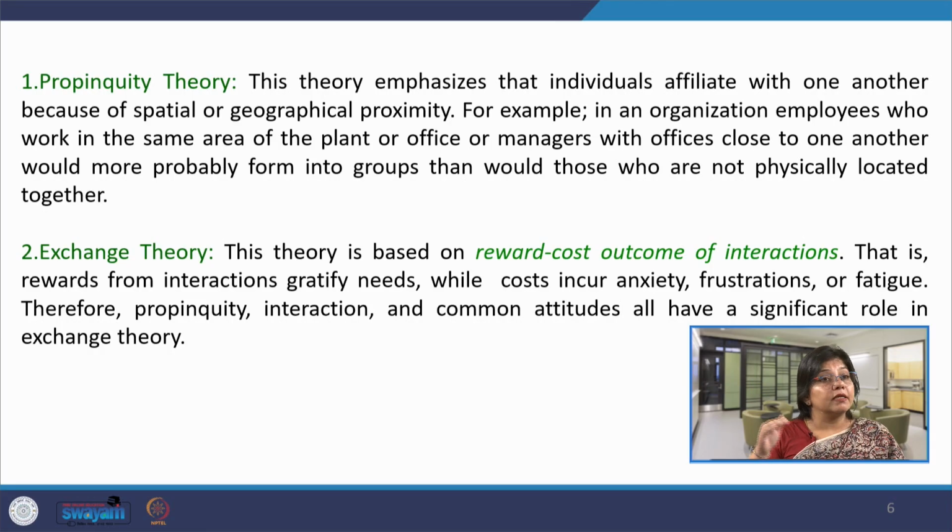So, there is some kind of gain, but if there is no interaction, then it leads to anxiety. As I mentioned earlier, every human being is a social animal, be it at the workplace or in any non-work domain. We have a desire to interact with other people, if not it leads to anxiety and frustration. Therefore, propinquity, interaction and common attitudes all have a significant role in exchange theory.